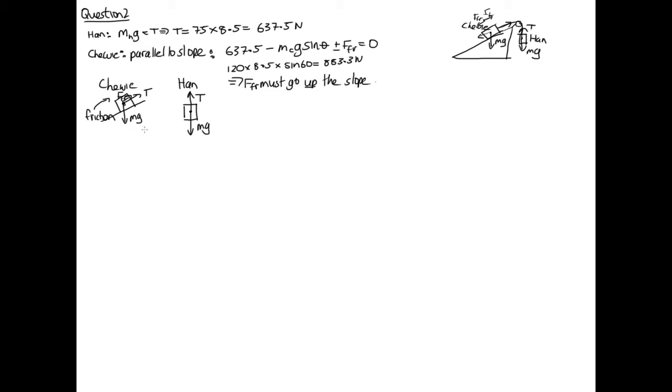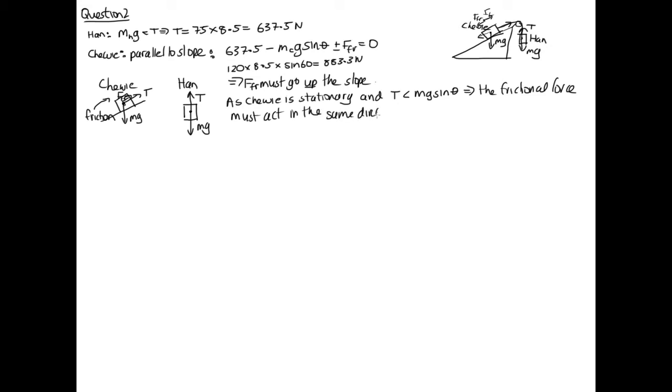And then part B says justify the direction of the frictional force vector in the diagram above. Okay, so this is our justification. As Chewie is stationary and the tension is less than mg sine theta, the frictional force must act in the same direction as T, i.e. up the slope.